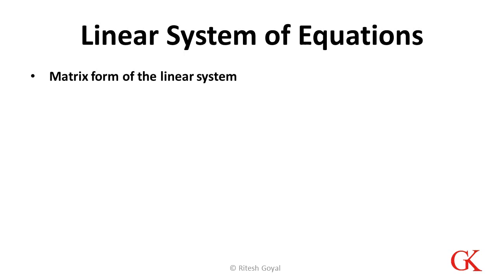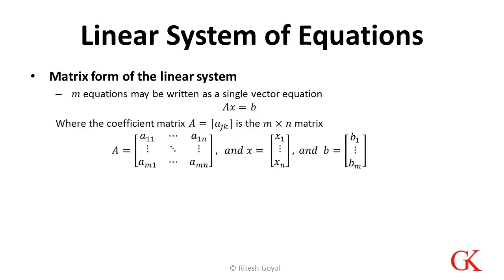Before solving it, let's see how we convert a linear system of equations into a matrix form. The m equations, whatever we have discussed, can be written as a single vector equation called Ax equals to b, where A basically is the coefficient matrix, where we fill all the left hand side coefficients, x we fill all the unknowns in the form of a vector, and b is the right hand side resultant. Okay, so for homogeneous, b should be a 0 vector. Is that clear?